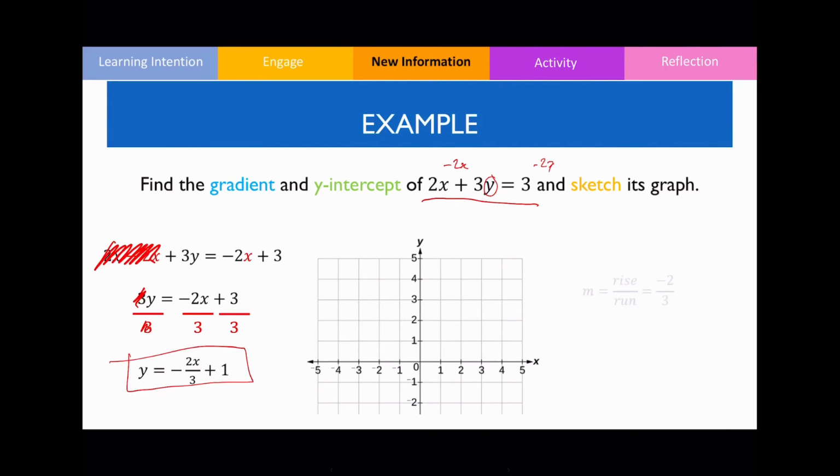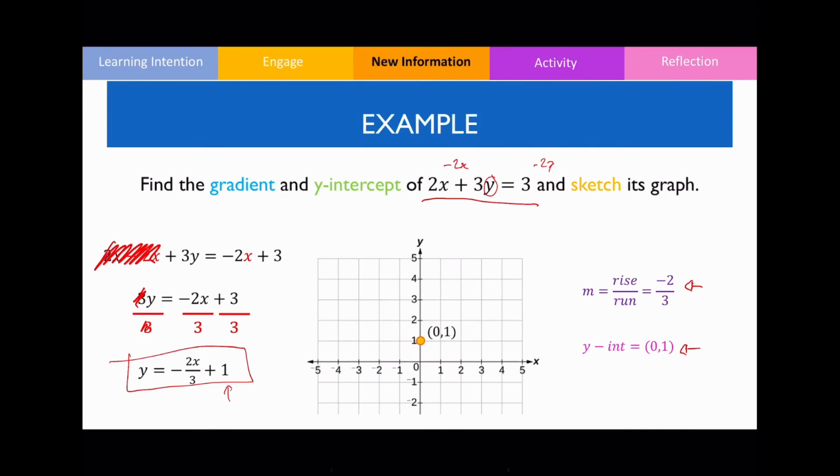Based on this, I can readily say that my gradient is equal to -2/3, and that my y-intercept is going to equal 1. And I've written the y-intercept in coordinate form. So what I'm going to do now, using the y-intercept as well as the gradient, is graph this. Firstly, I'm going to plot the y-intercept as shown over here.